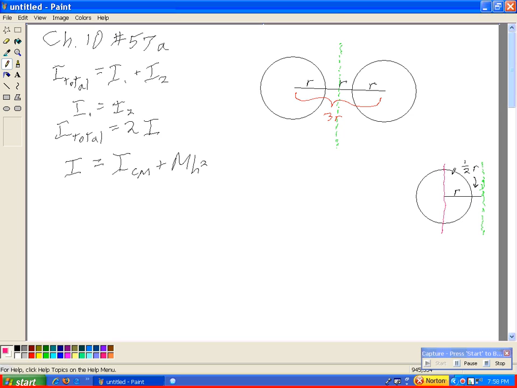Now if it were to rotate around this axis, what would be its inertia? Well, that would be the inertia of the sphere. So I_CM equals the moment of inertia of a sphere, which is 2/5 mr squared.